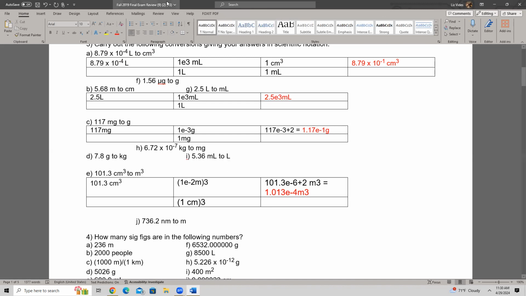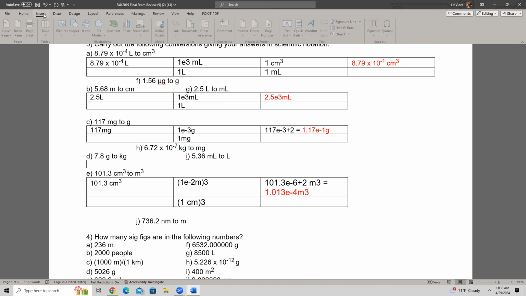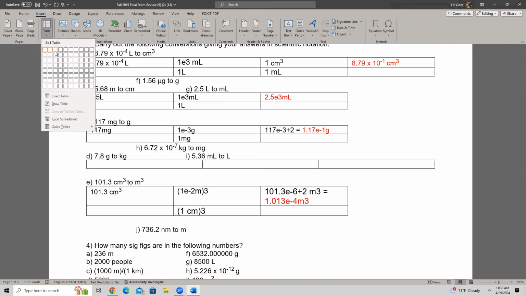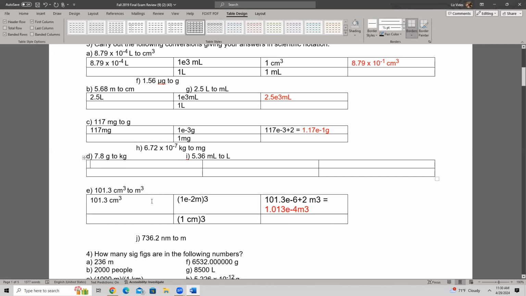I is, we're going from milliliters to liters, so it's the opposite. I know already I'm only going to need 3. So we're starting with 5.36 milliliters, right? And I always like to put the milliliters on the bottom. Since they are on the bottom, we're going up, so that is going to be a negative exponent. And when you multiply it, you just end up with negative instead of positive. That's it. 5.36 e to the negative 3 liters.